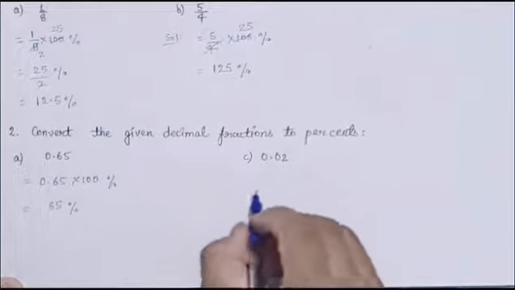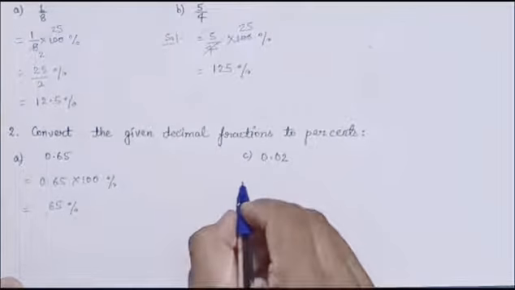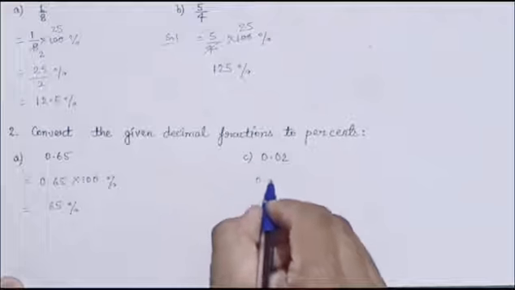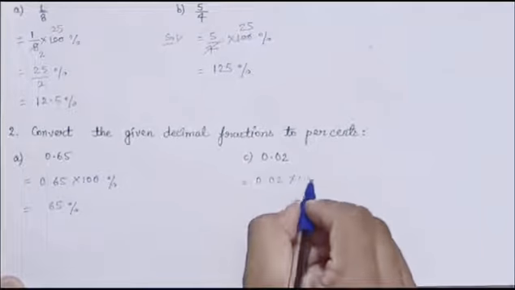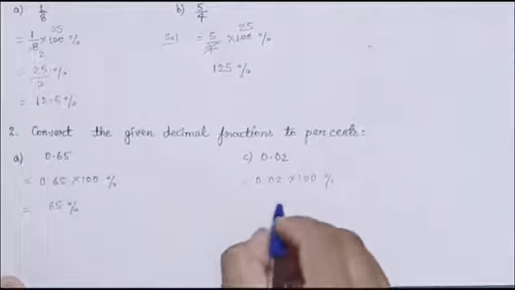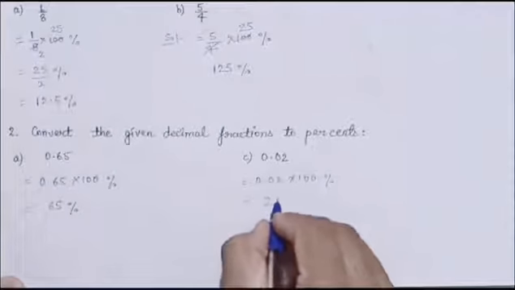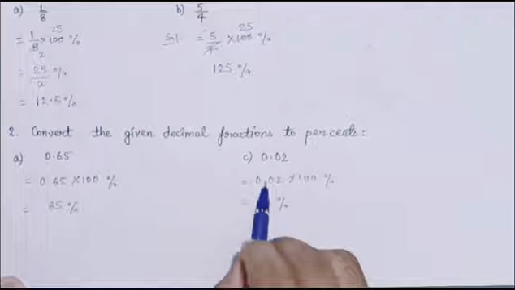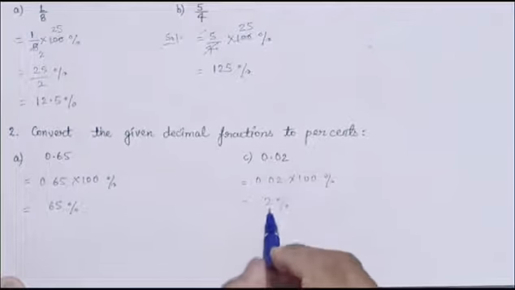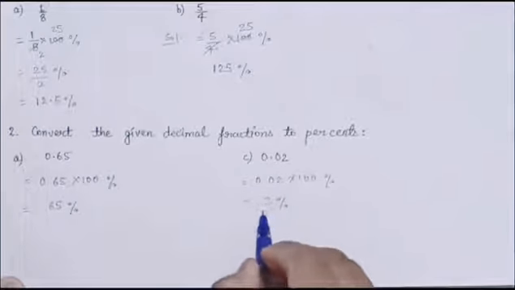Now let us see the next part. So 0.02 can be written as 0.02 into 100 and then percentage sign. 0.02 into 100 is equal to 2 and then percentage sign. So we can say 0.02 is equivalent to 2%. This is our required answer.